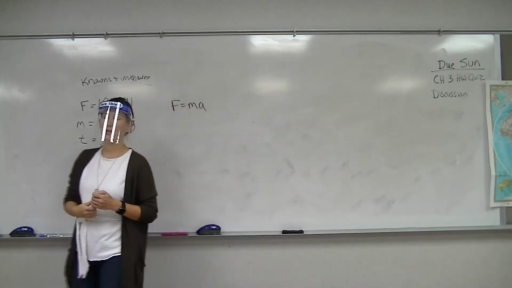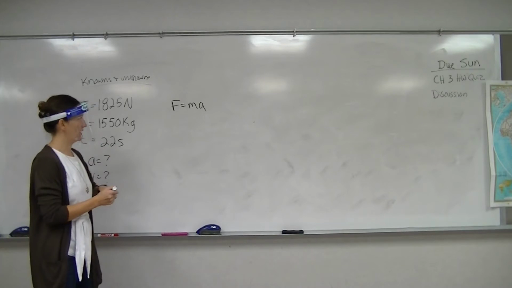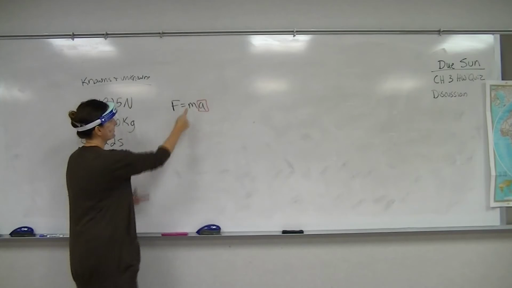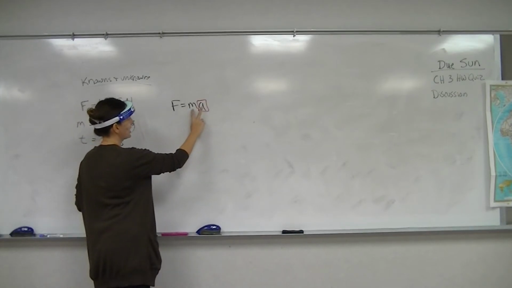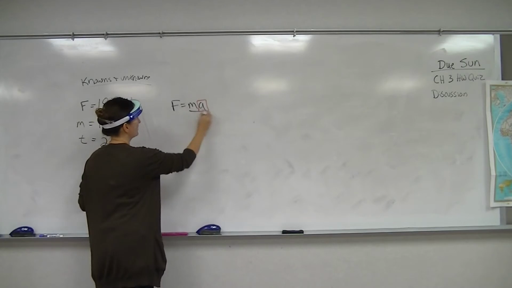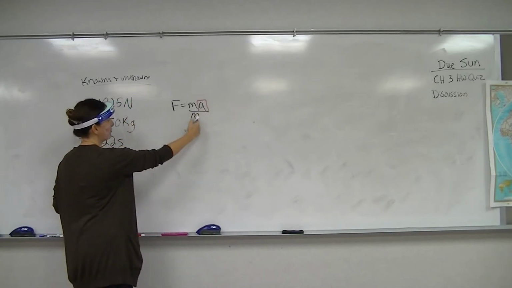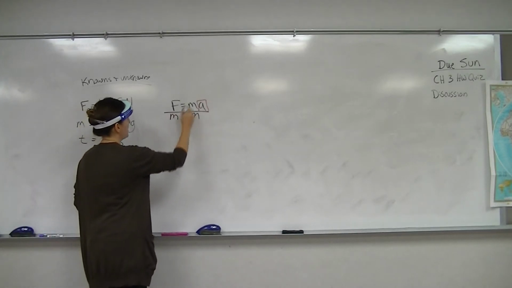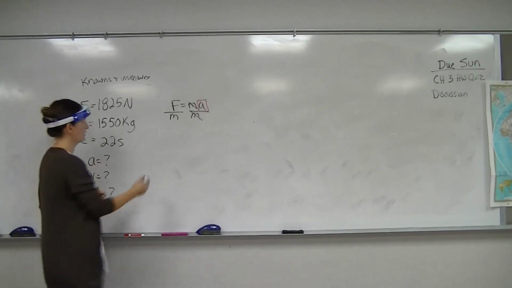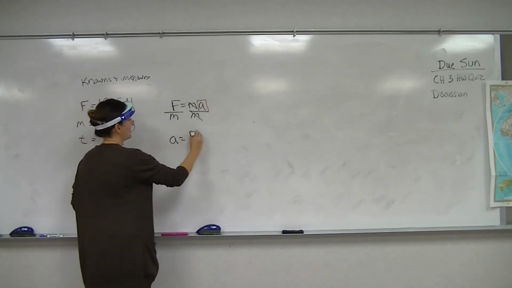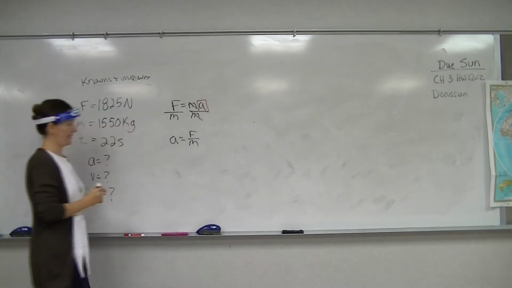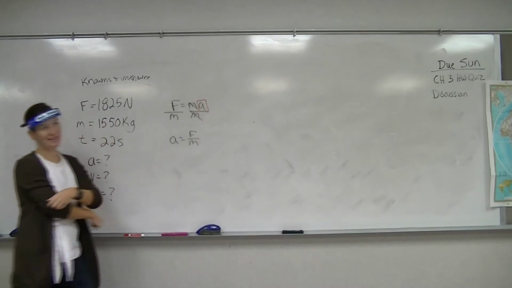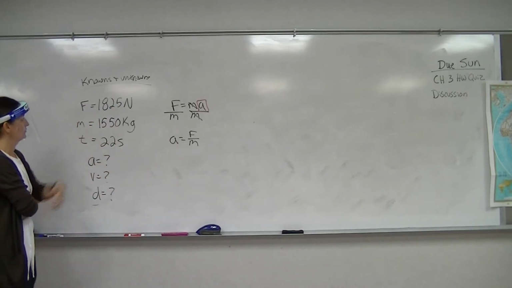Remember, when we're rearranging an equation, we do the opposite operation. So if I want a by itself, I need to get rid of m. Since I'm multiplying m times a, I want to do the opposite, so I'm going to divide. If I divide by m, now m's going to cancel out. Whatever I do to one side of the equation, I have to do to the other. So this is going to give me a by itself, equal to force divided by mass, showing that acceleration and mass are inversely proportional, which I talked about in power.